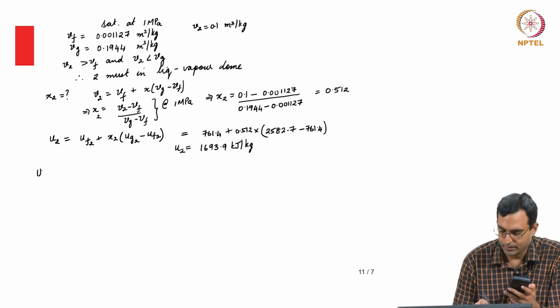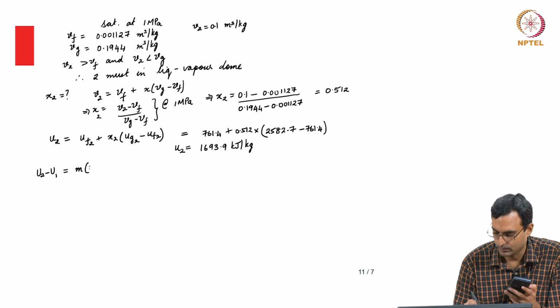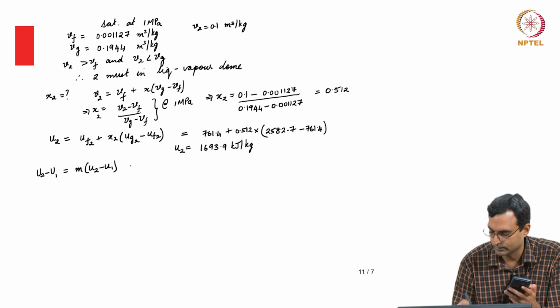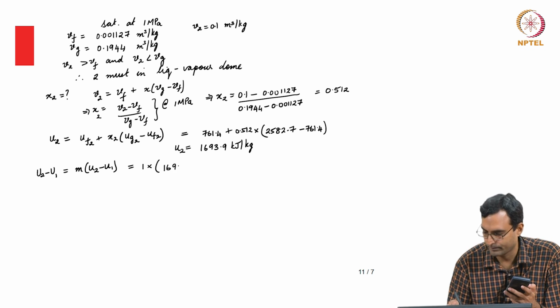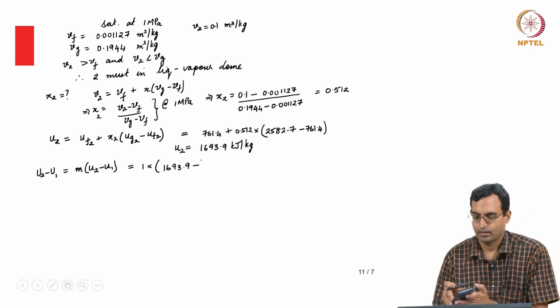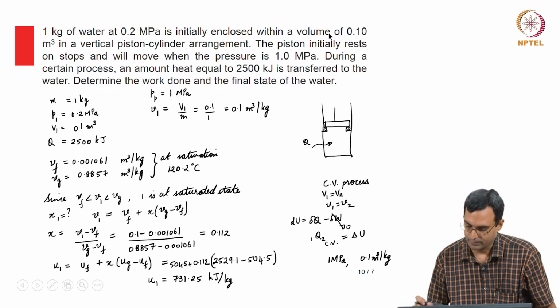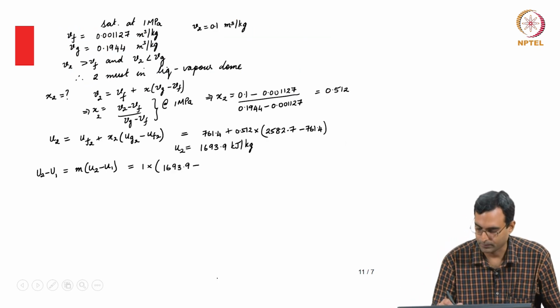So, we can find out capital U2 minus capital U1, that is m into u2 minus u1. m is 1 kg, this is u2, and we had just found out u1, which is 731.25.